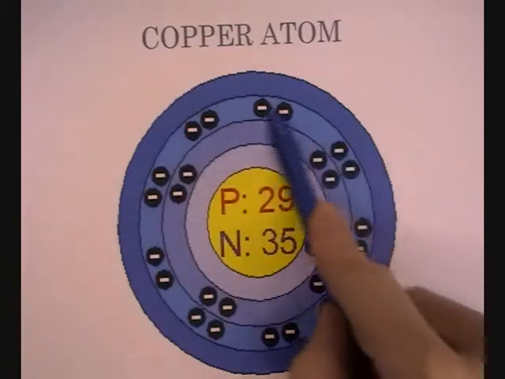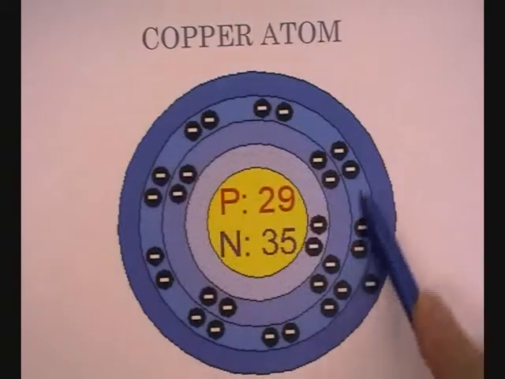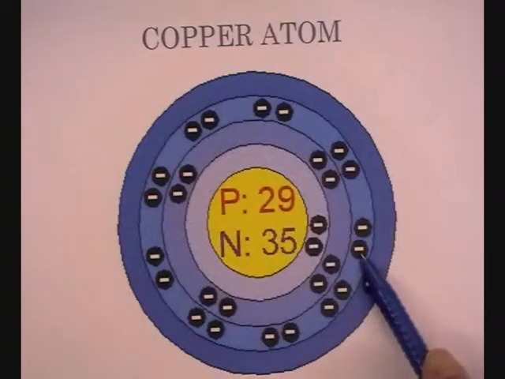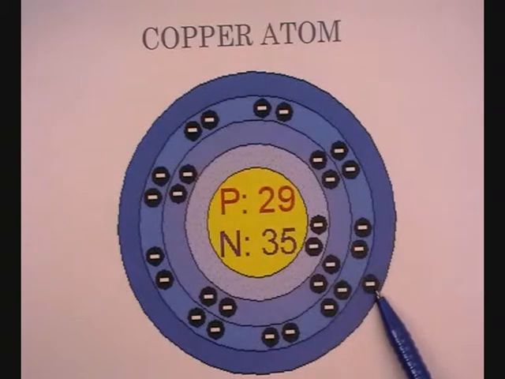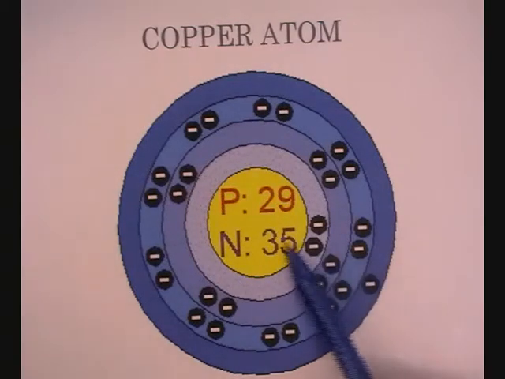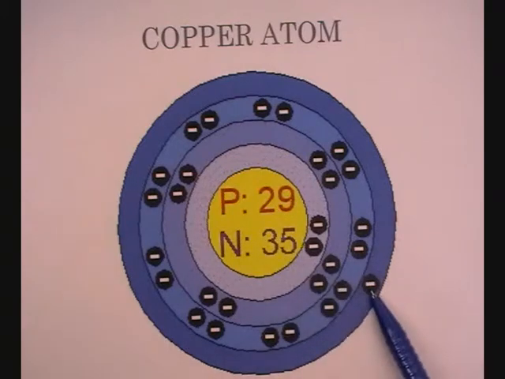The next shell has actually got 18 electrons in it, and it's a further distance away again, but it's the last shell we're really interested in, because this is the 29th electron, and it's actually held quite a distance away from the nucleus, quite loosely.